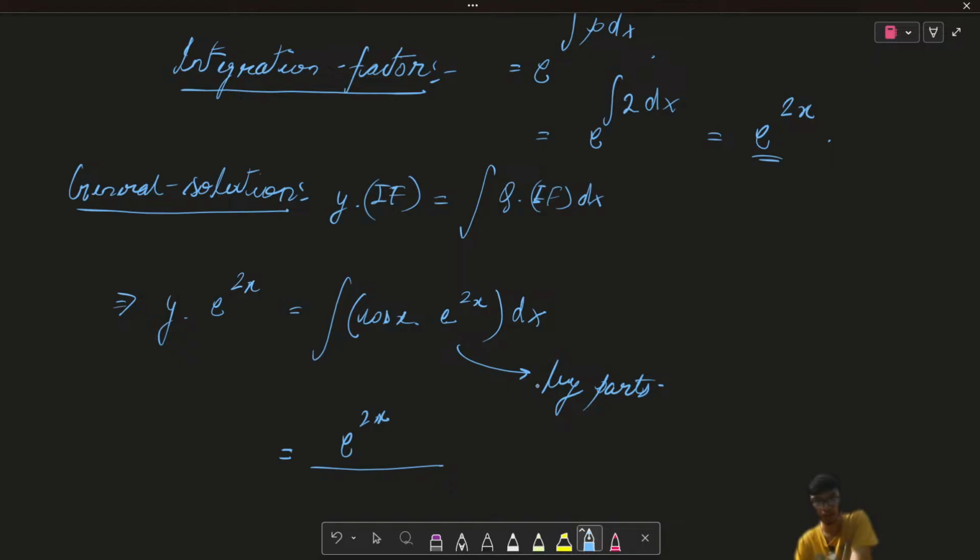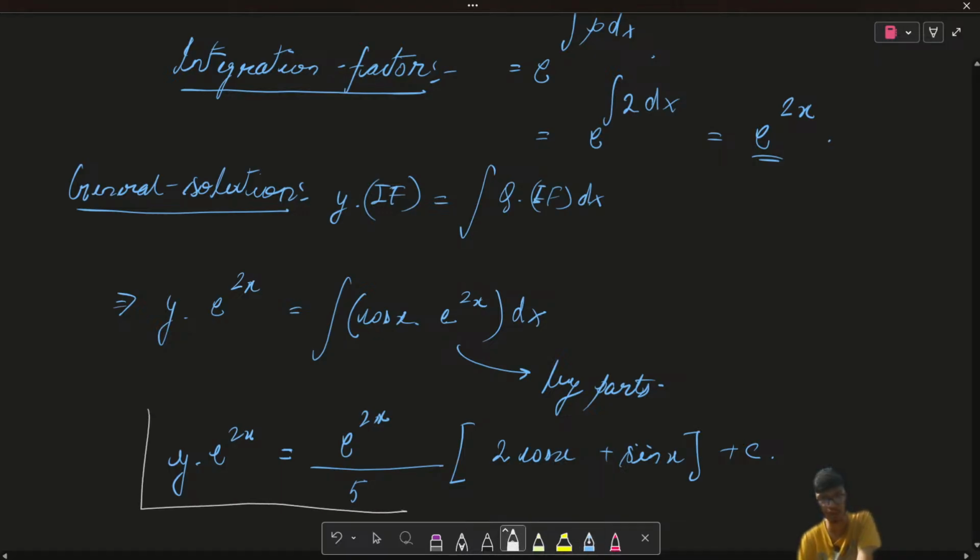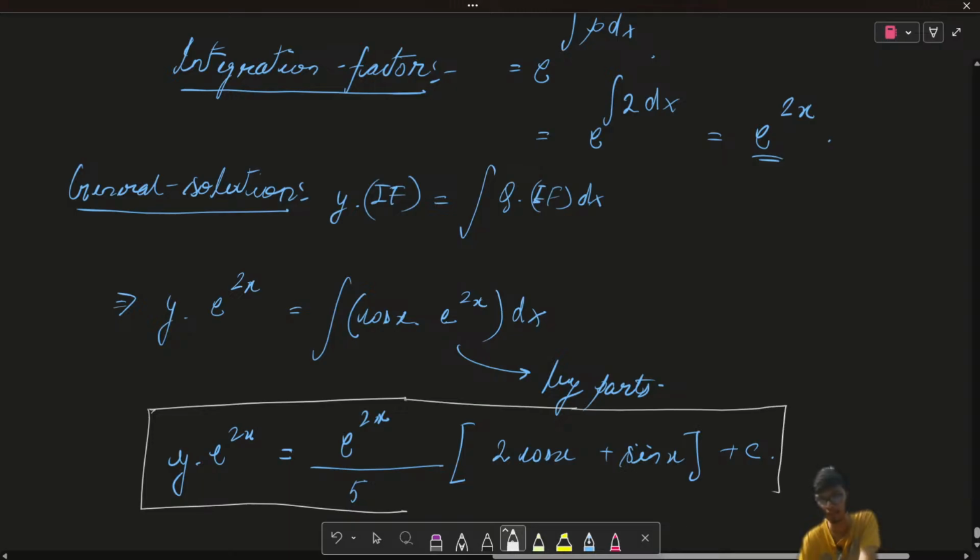So over here, a is 2 and b is 1. So a squared plus b squared, 4 plus 1, is equal to 5, right? So e to the power 2x by 5 multiplied with 2 times cos x plus sin x over here, and then I will have some constant plus c, and that is going to be the general solution. So this is how the general solution of this differential equation is going to look like, which is basically representing a family of curves, right?